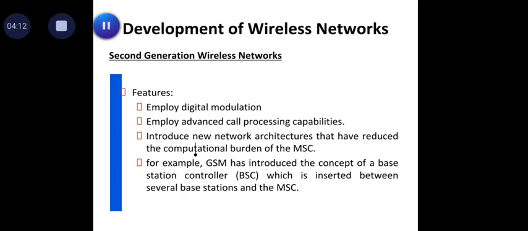The important features of second generation wireless networks are it employs digital modulation, it employs advanced call processing capabilities, it introduced new network architecture that have reduced the computational burden of the MSC. For example, GSM has introduced the concept of a base station controller which is inserted between several base stations and the MSC.